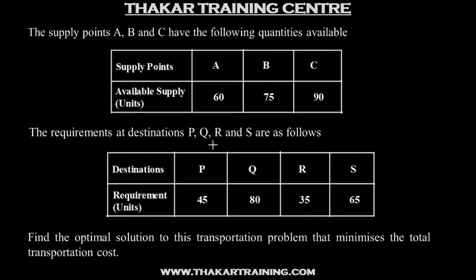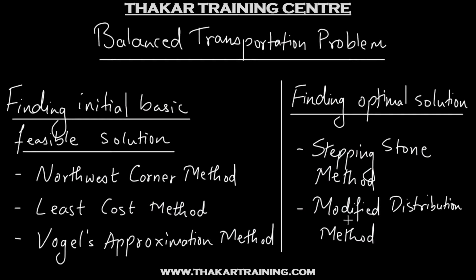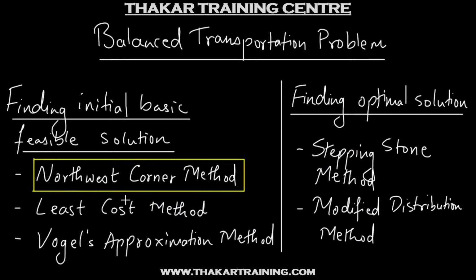The requirements at destinations P, Q, R and S are as follows. So these are the different destination requirements. And we have to find the optimal solution to this transportation problem that minimizes the total transportation cost. So we'll be solving this complete problem right from finding an initial basic feasible solution to finding an optimal solution. So make sure you watch this entirely and do not miss any part of it. We'll be covering all the methods that are listed over here one by one. First, we'll discuss the northwest corner method.